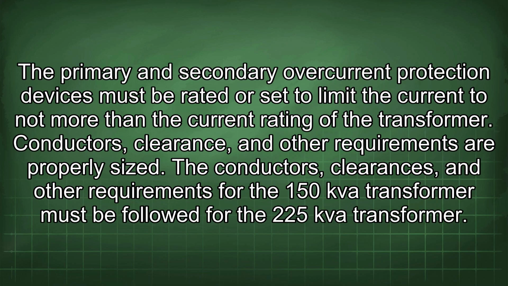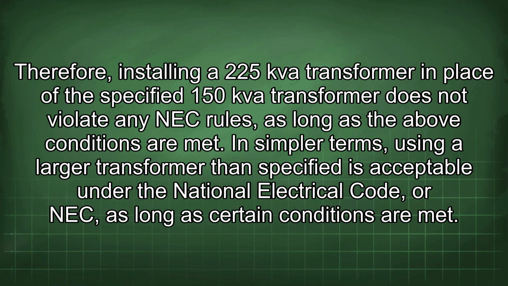The primary and secondary overcurrent protection devices must be rated or set to limit the current to not more than the current rating of the transformer. Conductors, clearances, and other requirements are properly sized. The conductors, clearances, and other requirements for the 150 kVA transformer must be followed for the 225 kVA transformer. Therefore, installing a 225 kVA transformer in place of the specified 150 kVA transformer does not violate any NEC rules, as long as the above conditions are met.